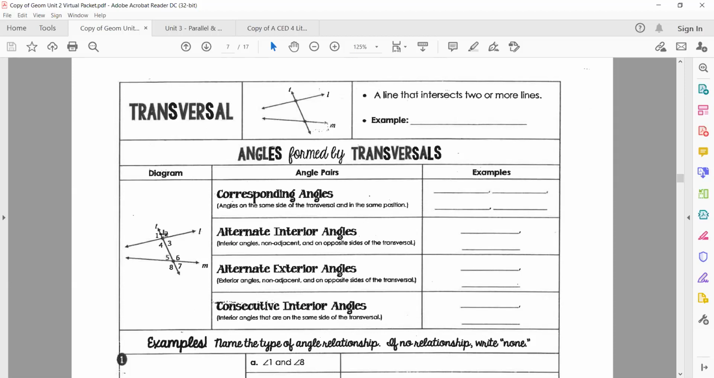There are 4 pairs of corresponding angles. I did all the ones on the left-hand side of the transversal. Can somebody give me one from the right-hand side? What angle corresponds with angle 2? 6. Yep, there you go. To the right of the transversal, above the other line. Above L, above M. So that only leaves 3 and 7 as the last pair of corresponding angles.